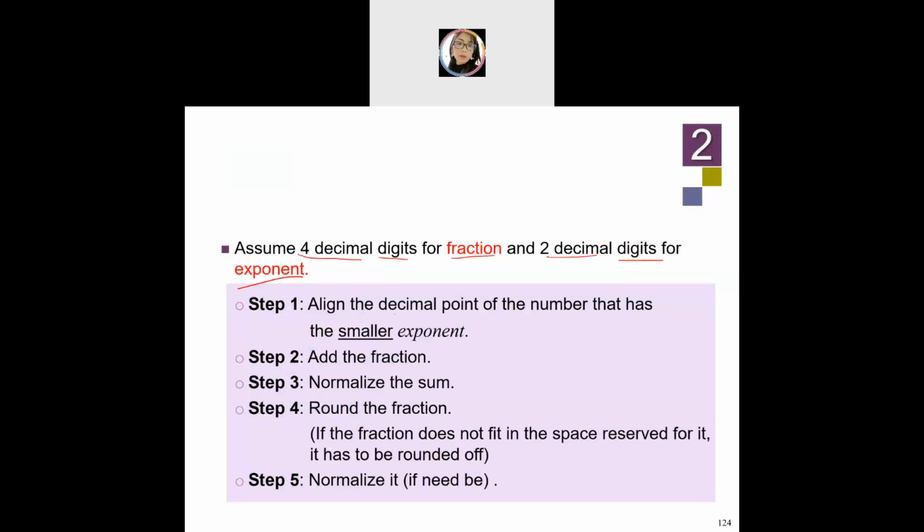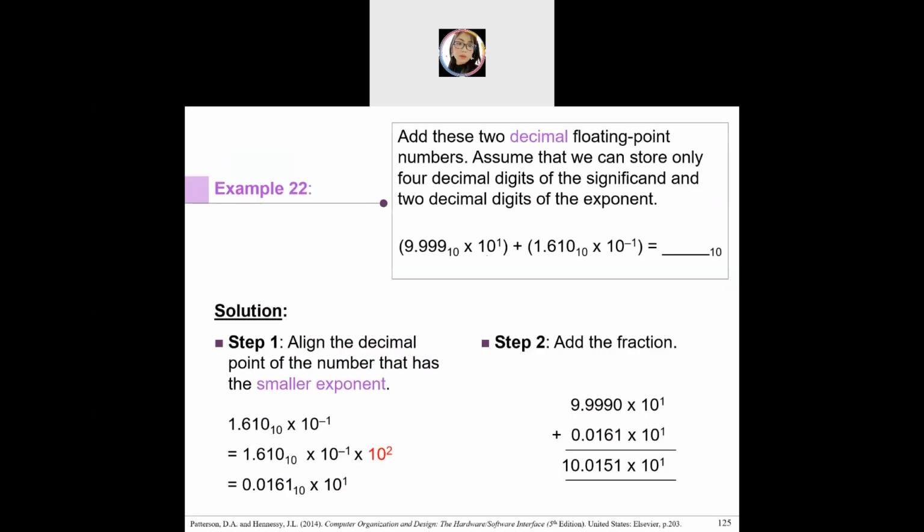Let's take a look if you have this question for this example. Addition. This one is like going back to secondary school. We are back to our secondary school. Adding two decimal floating point numbers. Assume that we store only 4 decimal digits. It's already mentioned, okay? 4 decimal digits for the significand and 2 decimal digits for the exponent.